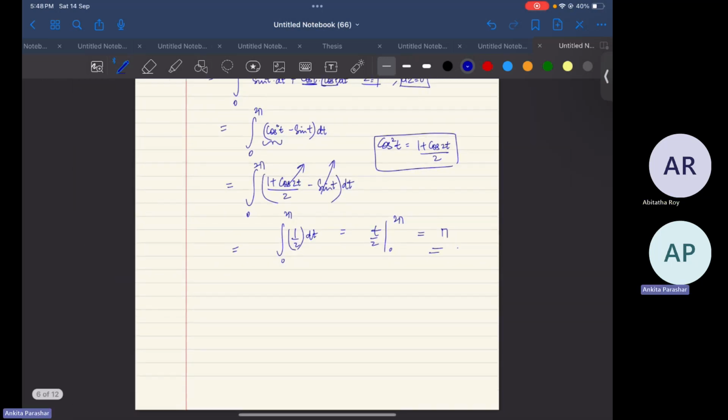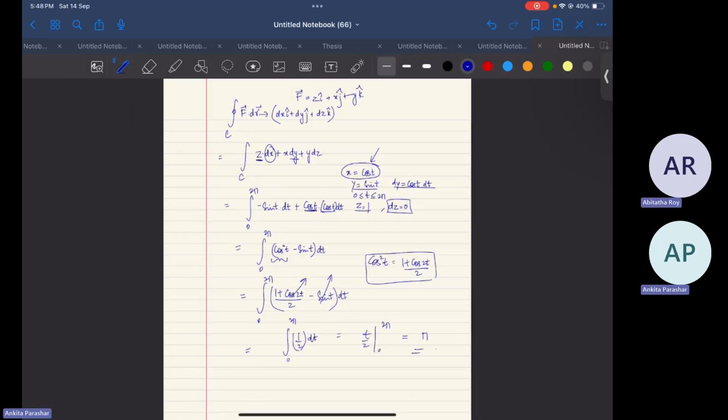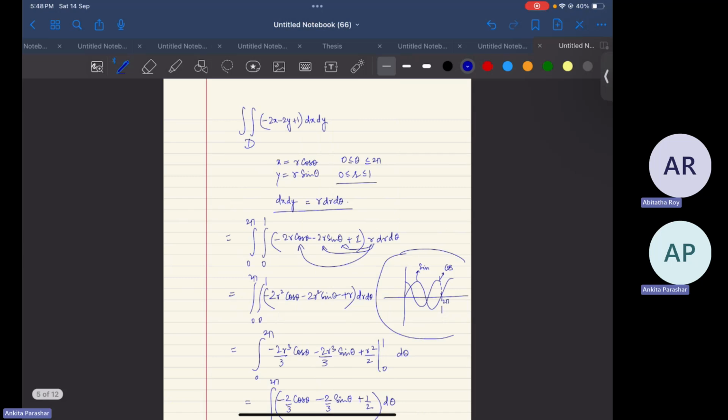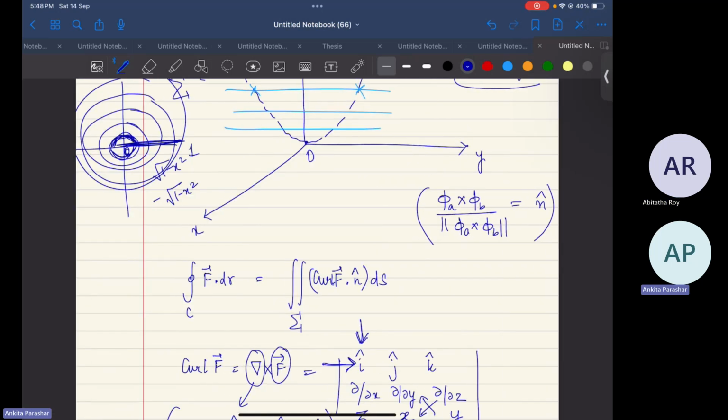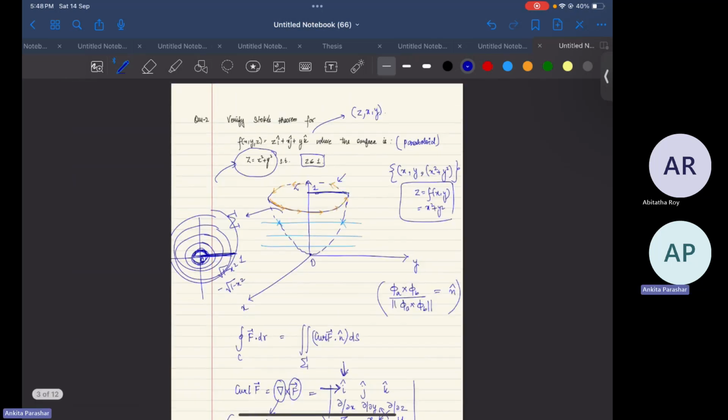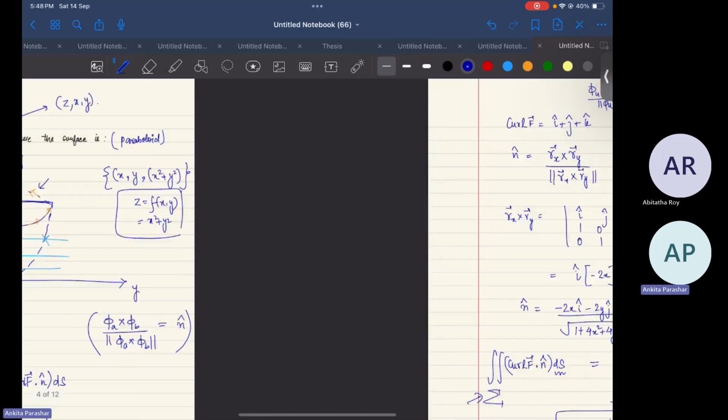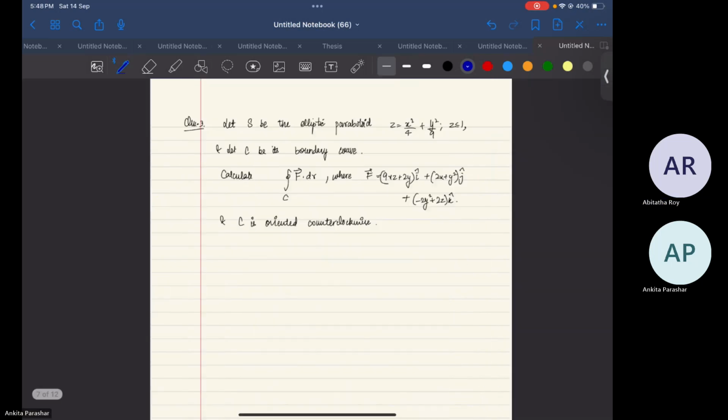So thus we verified Stokes theorem. We really did. And in this case, the line integral was simple, right? Although both were simple, the curl F dot n dS was taking a certain amount of time. So we simplified and we verified that Stokes theorem is valid.